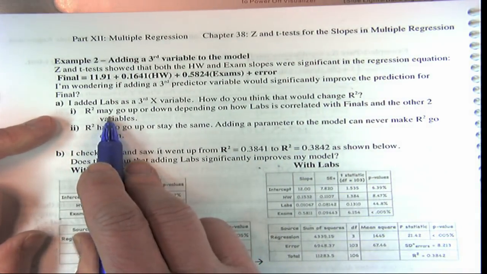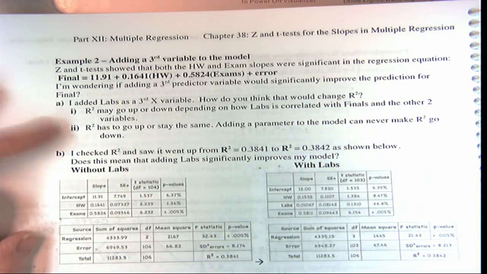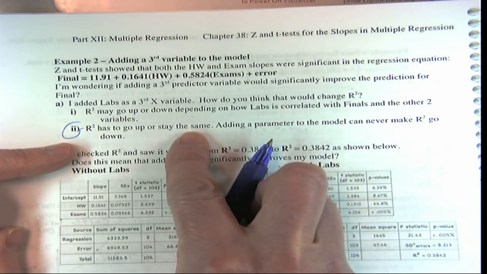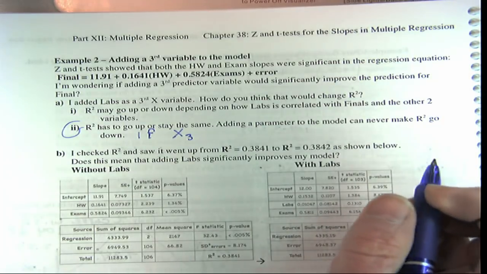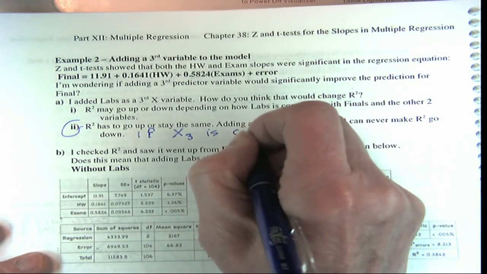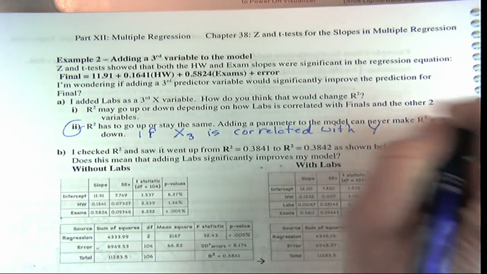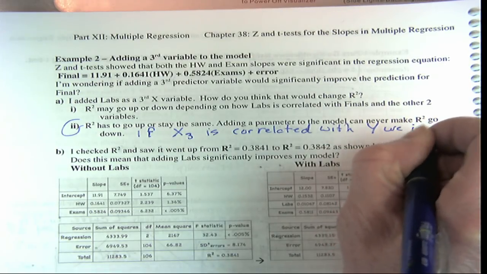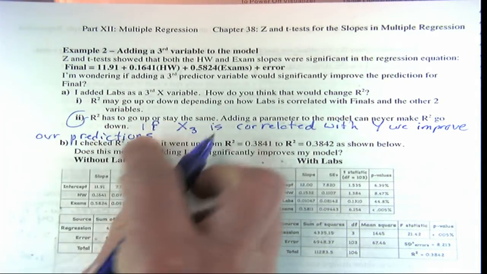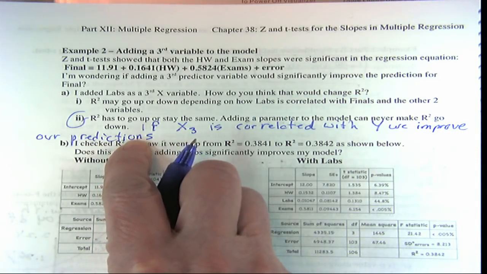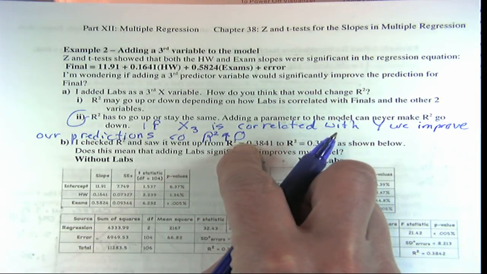So what's our answer? R squared can never go down. Even if it's negatively correlated, that still gives you more information, and r squared will go up. It has to go up or stay the same. So if our third variable, x sub 3, is correlated with y, negatively or positively, with what we're trying to predict, in this case finals, we improve our predictions. We get closer to what the actual y's were in that particular sample. So r squared goes up because it's how close our predictions are to our particular sample.